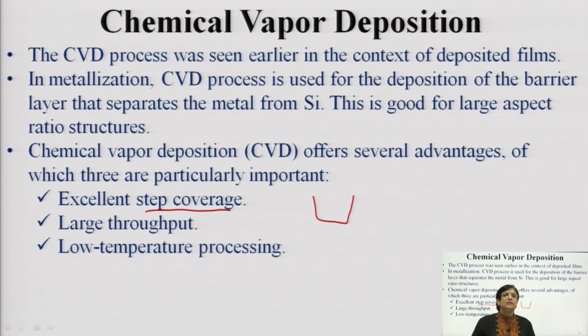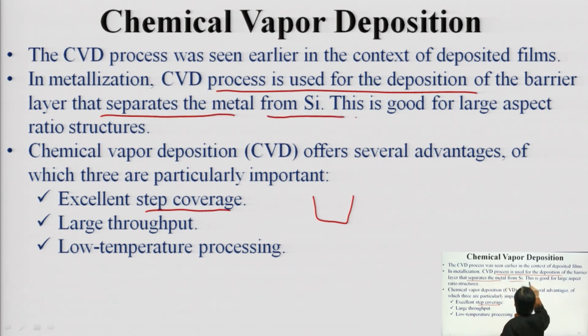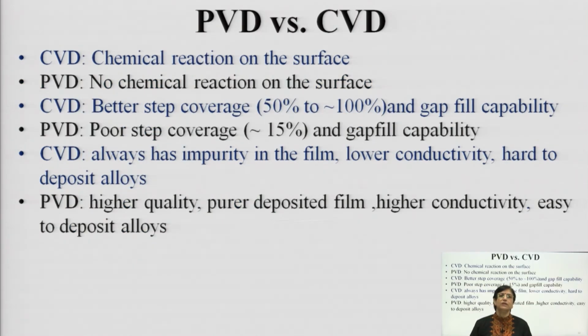So, CVD techniques are generally used for barrier deposition, or the barrier layer that separates the metal from silicon, and very large aspect ratios can be handled, and that is the main reason for which it is being used.